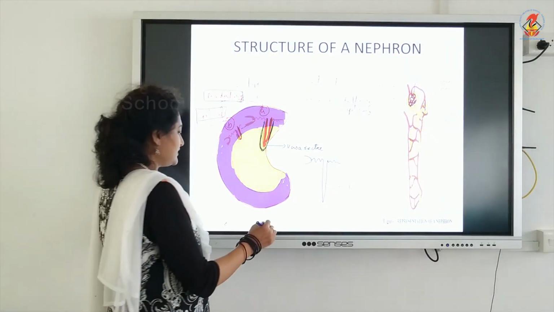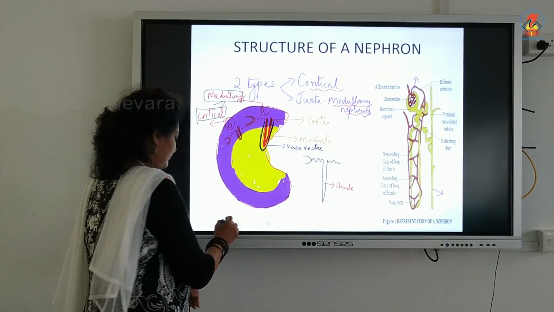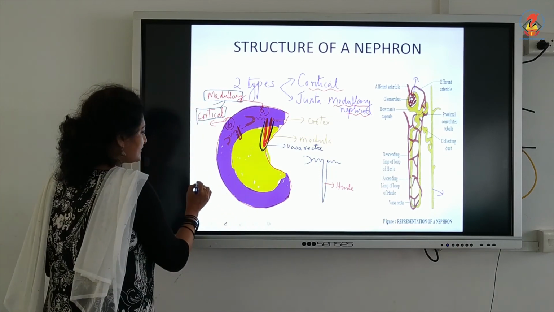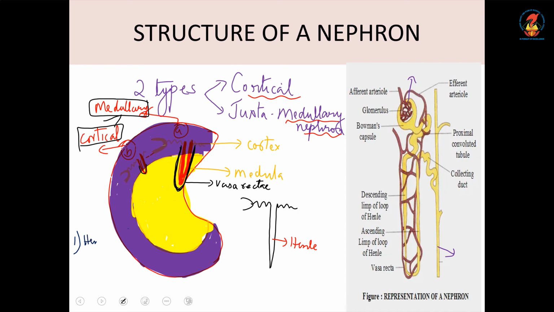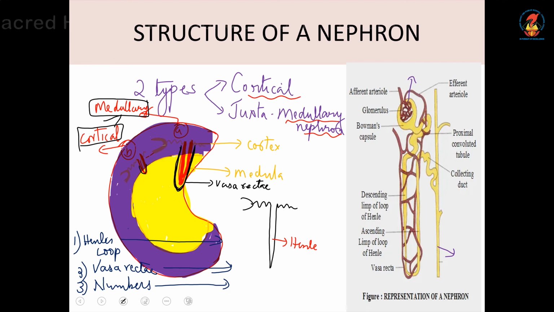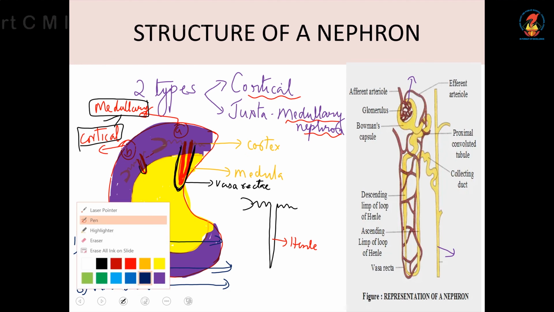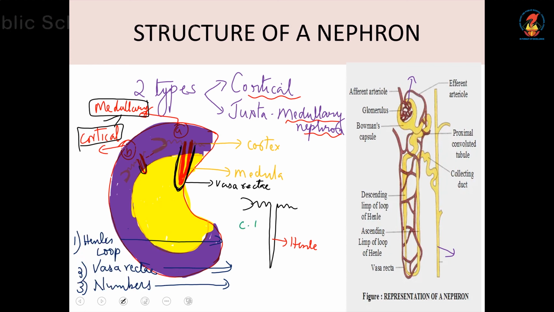So once again, the three differences between cortical nephrons and medullary nephrons. If I am going to write it here: the first difference is with respect to the loop of Henle. The second difference is with respect to the peritubular capillary called the vasa recta. And third is with respect to the numbers. Just three differences. So I have the cortical nephron here and this is the juxtamedullary nephron. These are the two types of nephron.